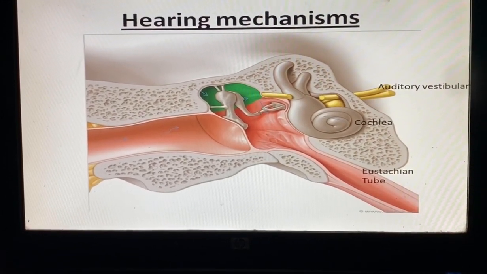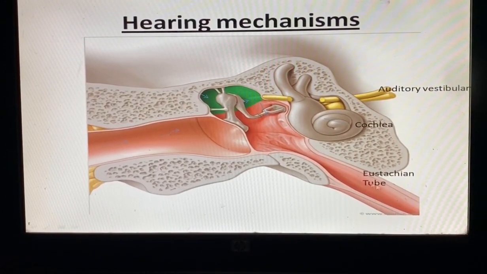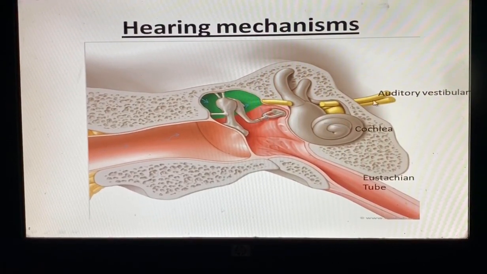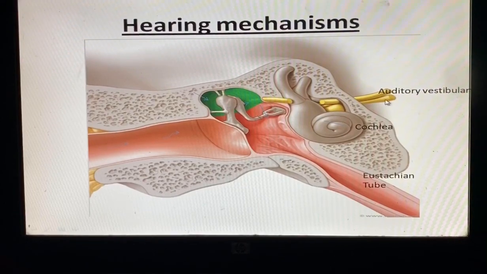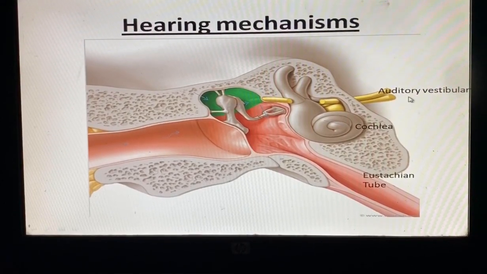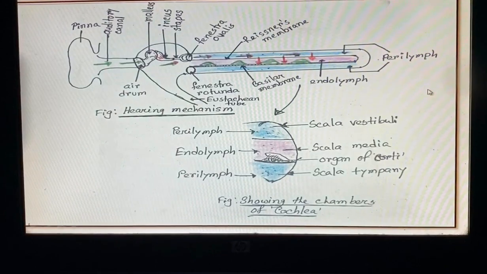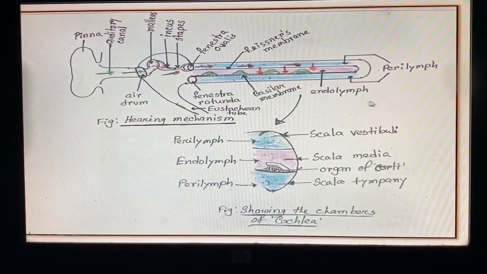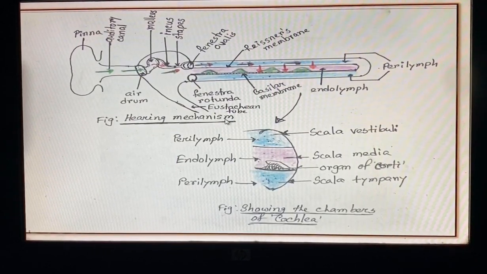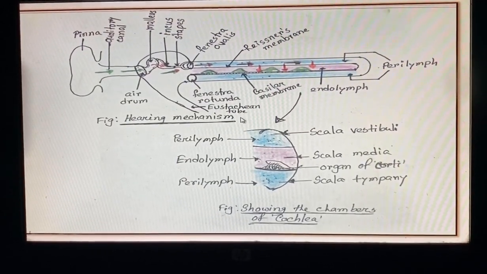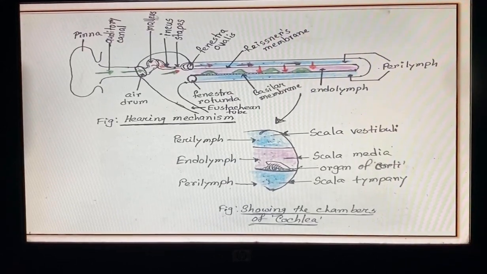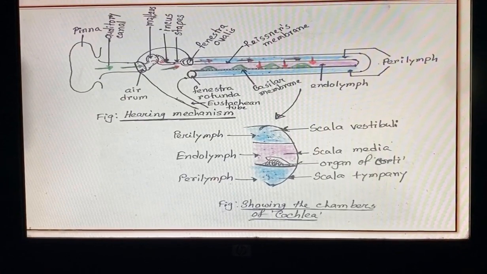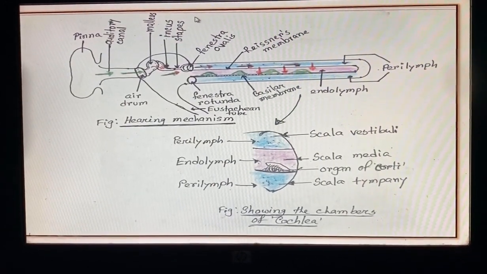Okay, and at the base of the cochlea you see the eustachian tube. You already know the structure, and this yellow colored structure showing here is the auditory vestibular nerve. Here is the drawing. If the question comes, explain the hearing mechanism with the help of the ear, we may draw this very precise and easy diagram in the exam hall, and you can describe it as well.